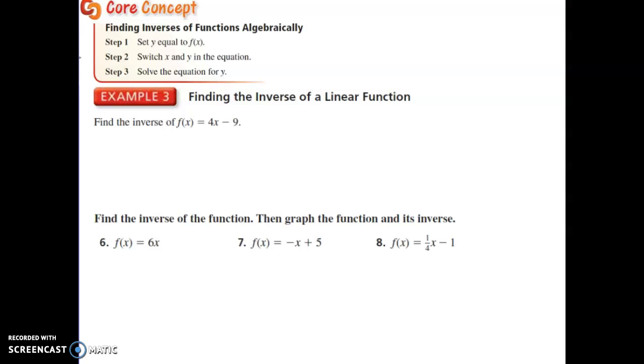The last thing we're going to talk about in this video is finding inverses algebraically. To find inverses algebraically, we're going to start the same way. We're going to start by switching your X's and your Y's. Now they're just in the form of an equation, so once we switch X's and Y's, we then go ahead and solve for Y. So for example, if I have the equation Y equals 3X minus 12, I would start by swapping the X's and the Y's, so every X becomes a Y, and every Y becomes an X.